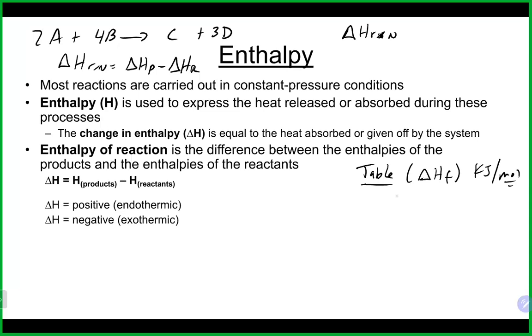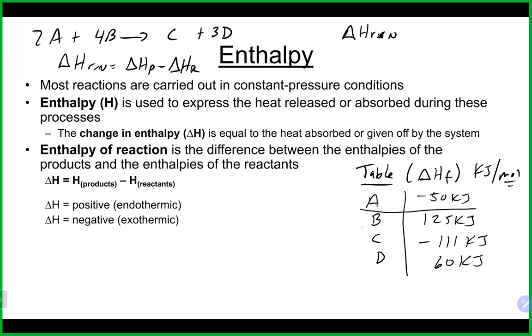So I'll just make a fake table here of A, B, C, and D. And we'll go negative 50 kilojoules, 125 kilojoules, negative 111 kilojoules, and why not? Let's do 60 kilojoules and see how bad I did there. So these would be, for example, the values that you would find in the table. You would want to go to this table here. Obviously, it would be provided for you if you needed it. You would find everybody that you need.